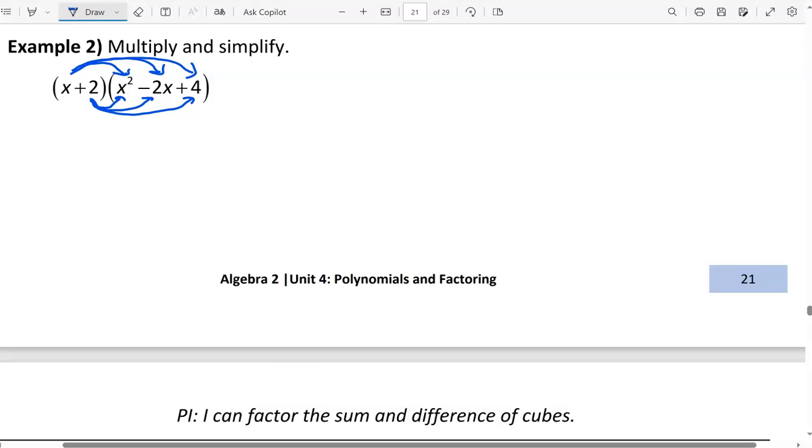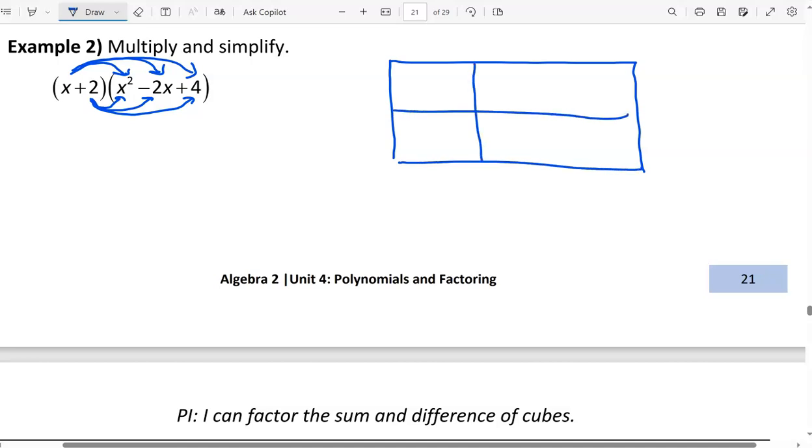I suggest that for a binomial times a trinomial. If we're multiplying a binomial times a trinomial, it just helps you keep organized. So I'm going to do a box with 2 rows and 3 columns. x and 2 are the terms of the first factor, or the binomial. x squared plus negative 2x plus 4 are the terms of the trinomial, or second factor.